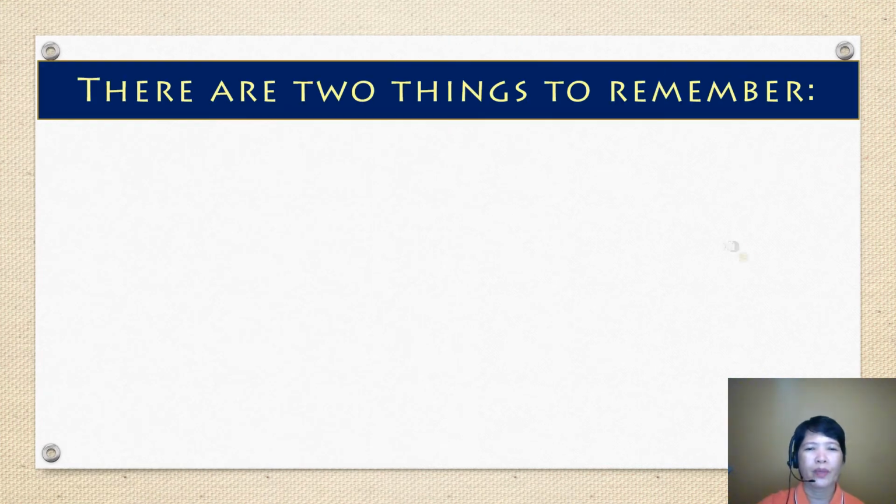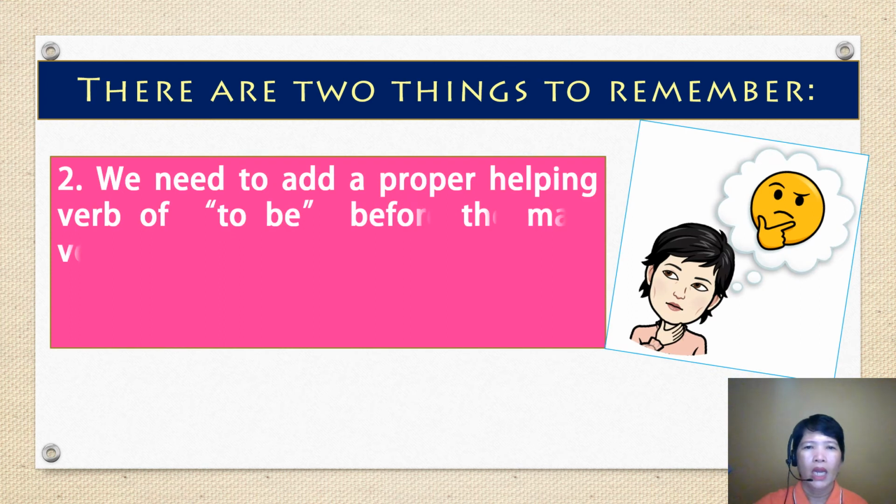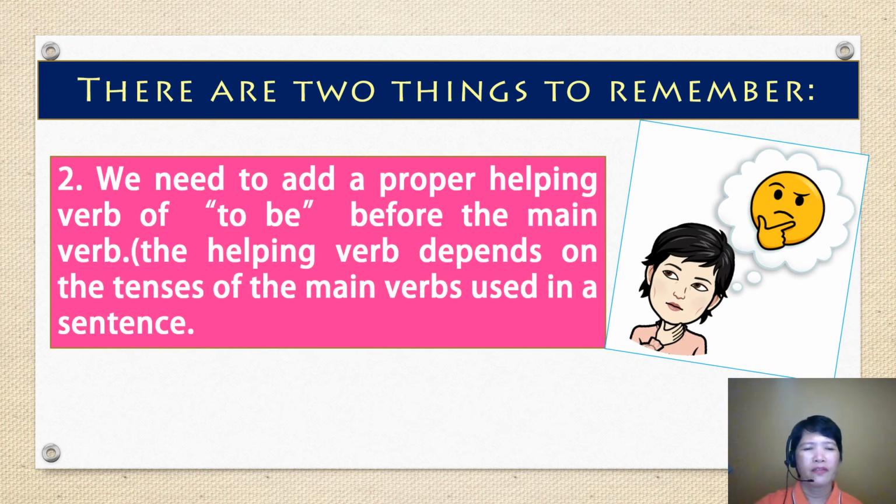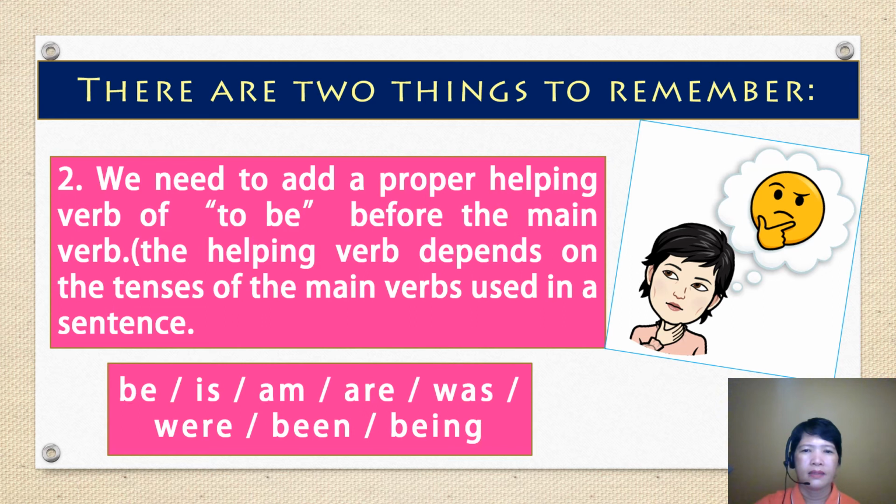Next thing to remember, we need to add a proper helping verb of to be before the main verb. The helping verb depends on the tenses of the main verbs used in a sentence. So the helping verbs are as follows: be, is, are, was, were, been, and being. Now let's go to the steps.